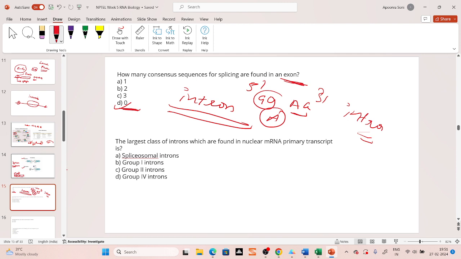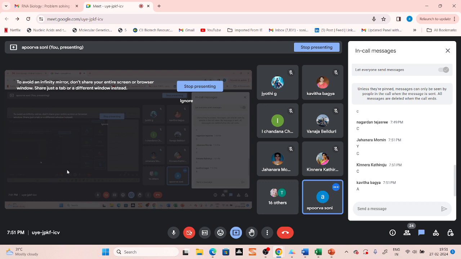Then second question is, the largest class of introns which are found in nuclear mRNA primary transcript is spliceosome introns, group 1 introns, group 2 introns, group 4 introns. Just now we have learned about this. Giving you 1 minute to think. Okay, I'll change the screen.